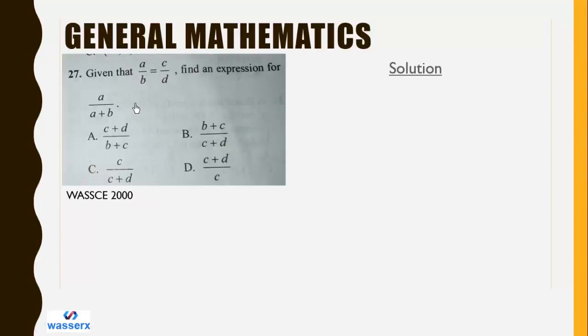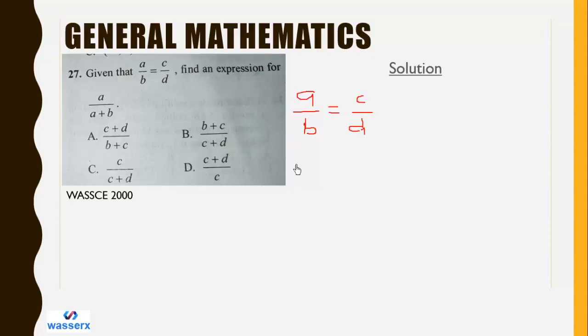Given that A over B is equal to C over D, find an expression for A over A plus B. So, like I said, you need to think very carefully before you can solve this question. We have A over B is equal to C over D.